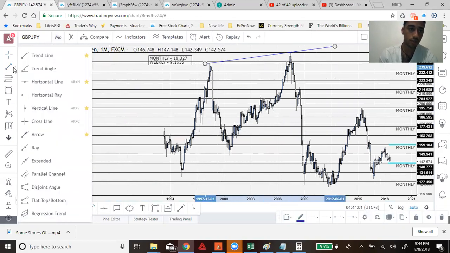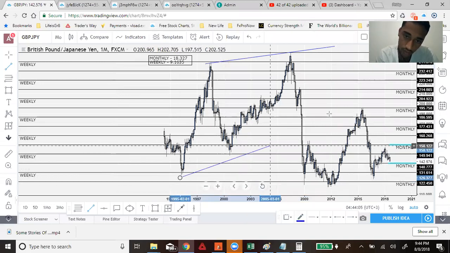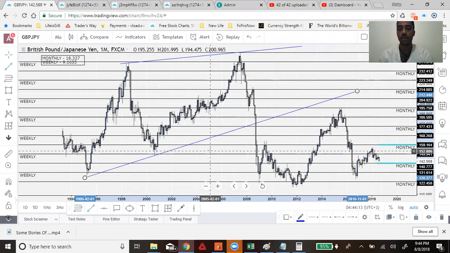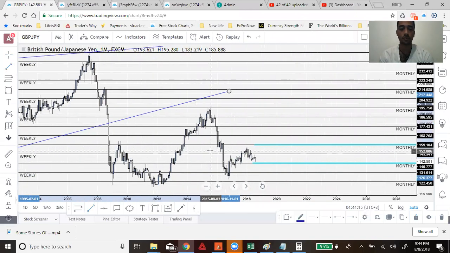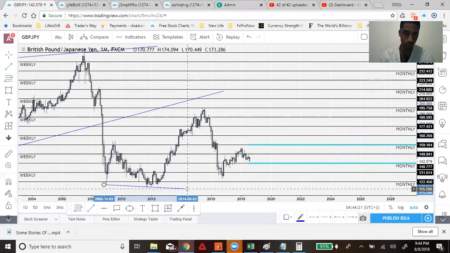And I'm going to do another trend line from point A to point B. And even though it broke past it, I'm just going to draw whatever. Okay, so we have that. Because you never know, at some point in time, these trend lines may be important. We have this.